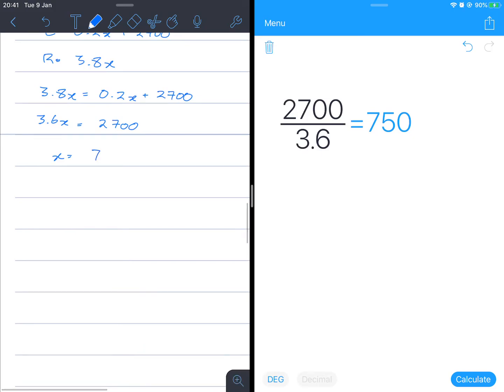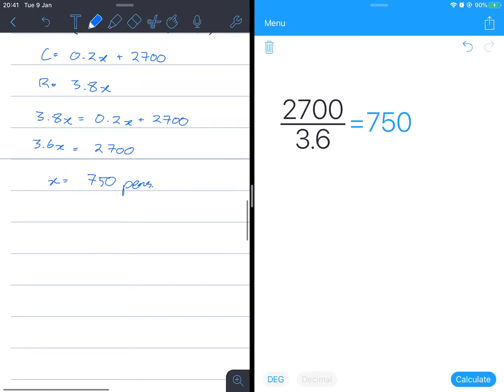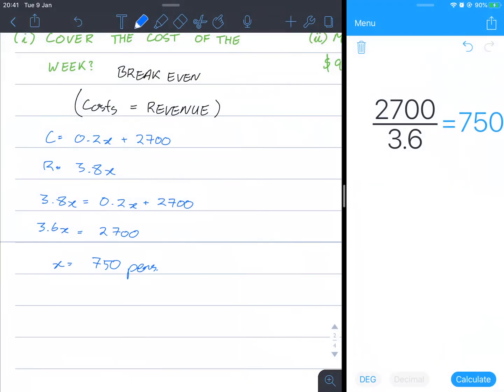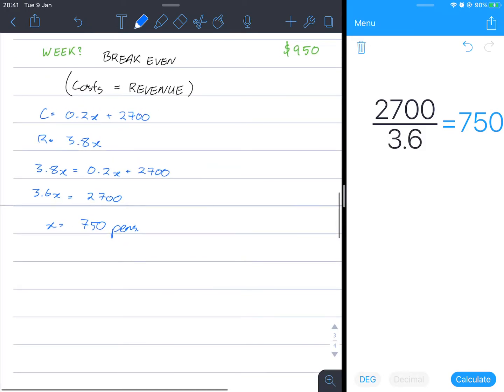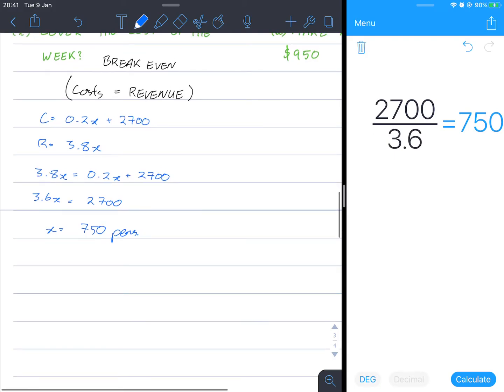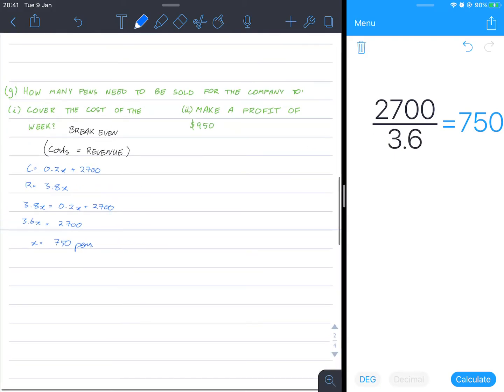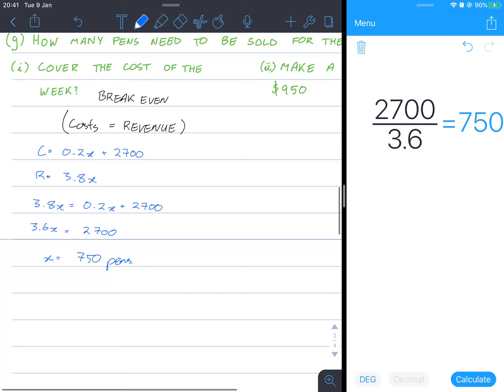That is 750 pens. Would you look at that? So now that we know that at 750 pens, we make zero profits, but we cover the costs of all pens and the weekly.